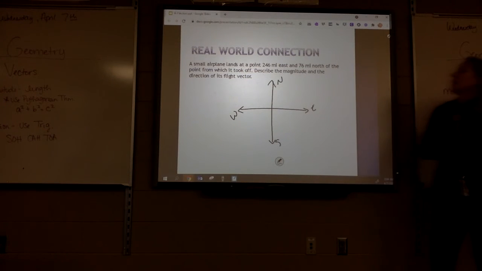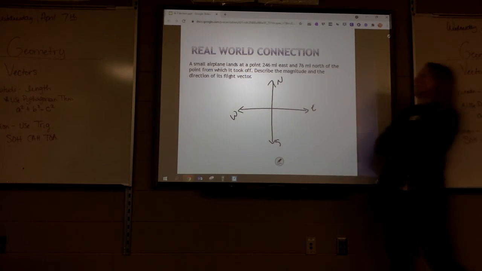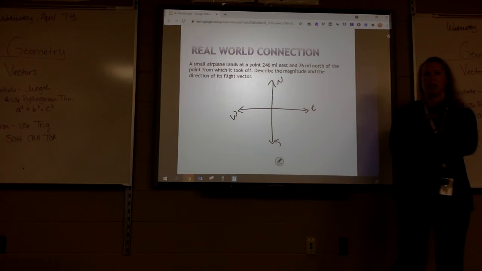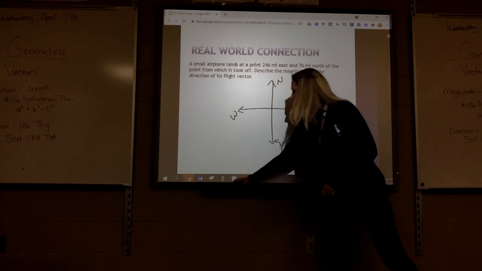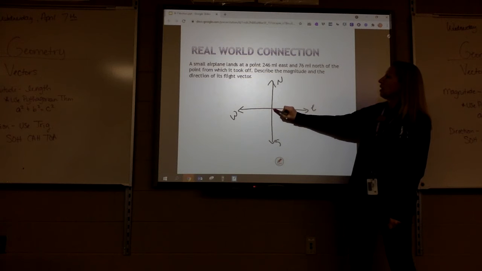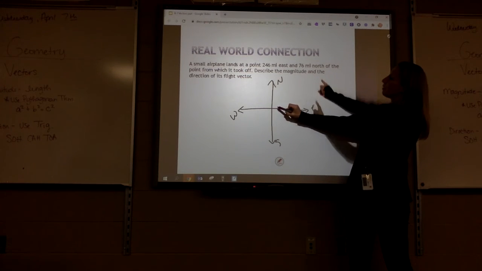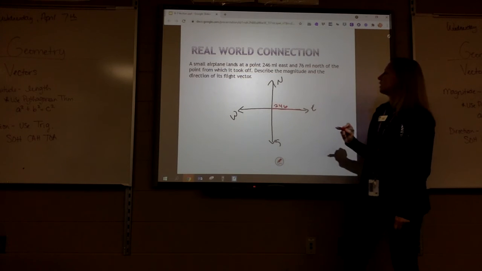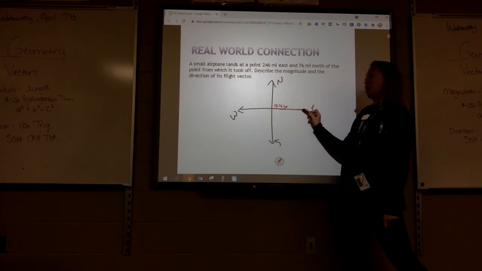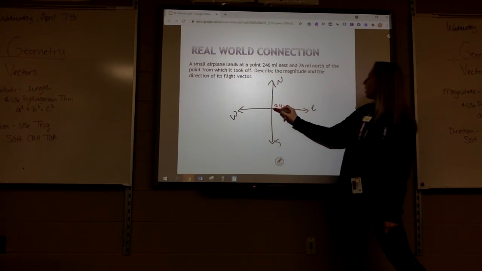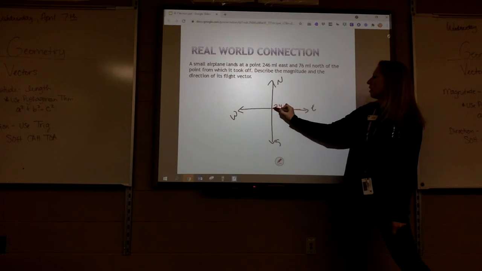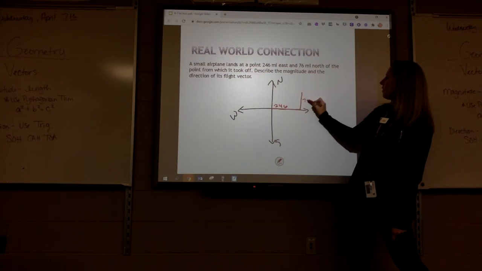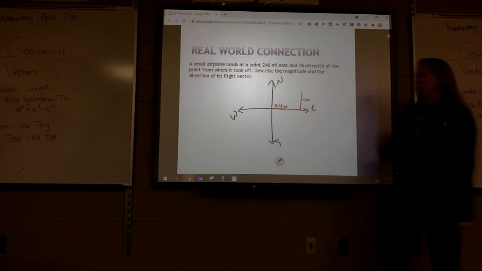So a small airplane lands at a point 246 miles east and 76 miles north of the point from which it took off. Describe the magnitude and direction of this vector. So I've got this airplane, and I'm going to start at the origin, and I'm going to fly 246 miles east. Now the thing is, I'm not going to turn around, come back home, and then go north, right? So I'm going to fly east, and then from here, I'm going to go north 76 miles. Does that make sense? So I'm flying east and then north.